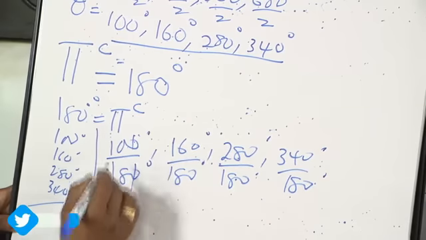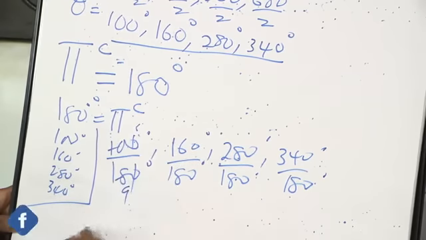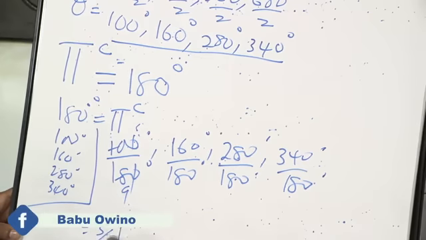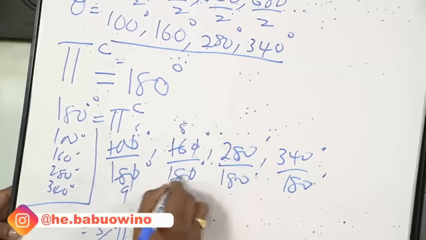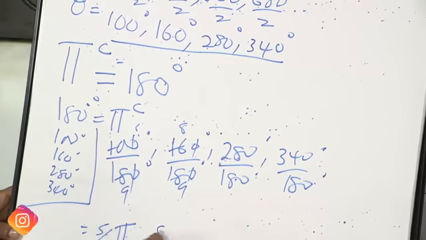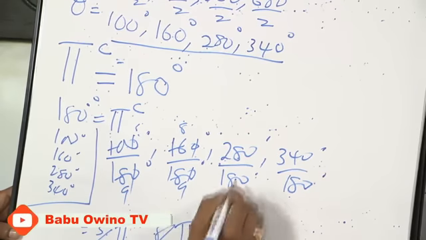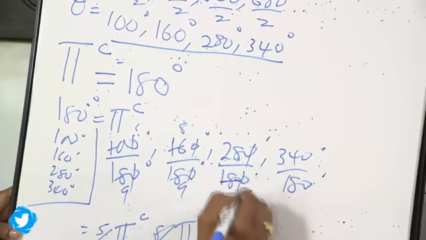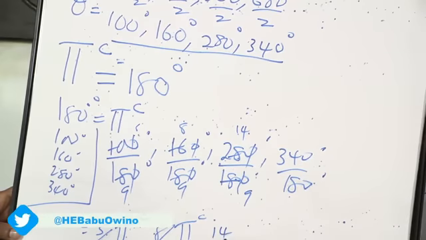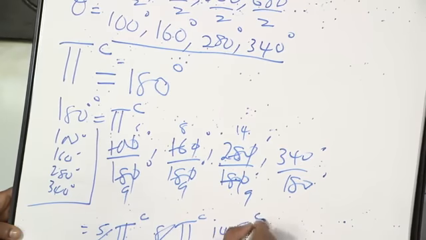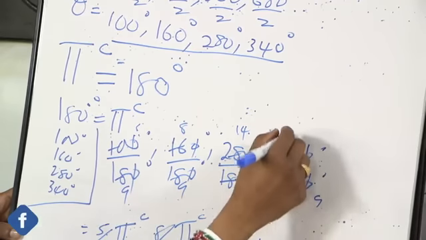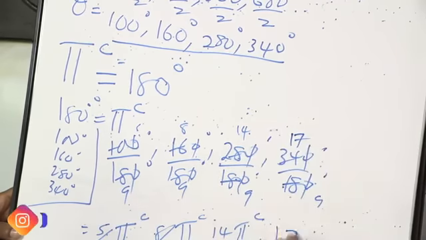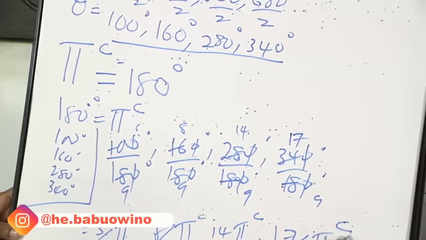So when we simplify this further, 2 here 5, 2 here 9. So you get 5 over 9 pi, 2 here 8, 2 here 9. 8 over 9 pi radians, 2 here 9, 2 here 14. 14 over 9 pi radians, 2 here 9, 2 here 17. 17 over 9 pi radians.